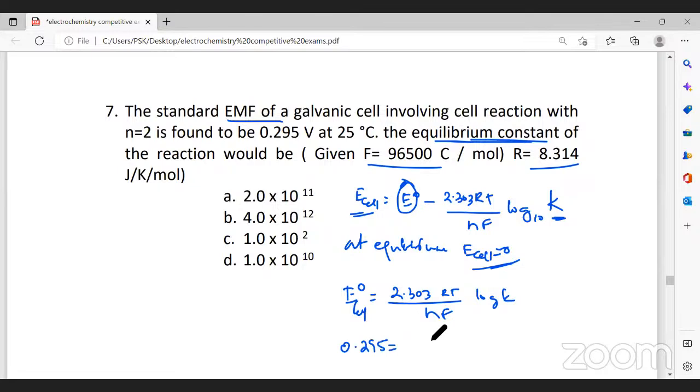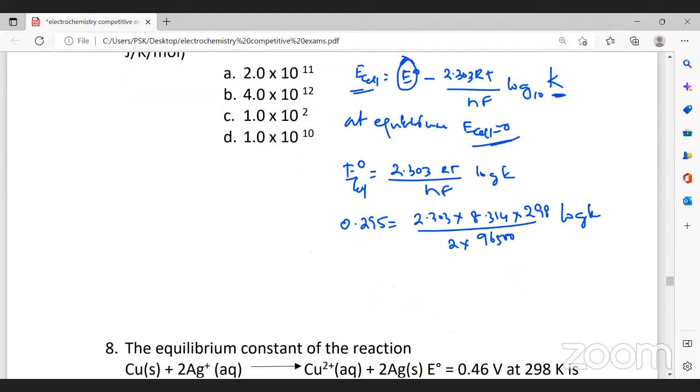That is equal to 2.303 times the R value 8.314. Temperature, they've given 25 degrees Celsius, which is 298 Kelvin. N, the valency, they have given as 2. And Faraday, they have given as 96,500, into log K. They're asking us to find log K.